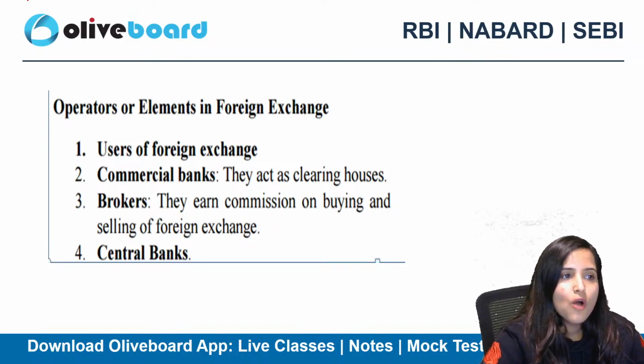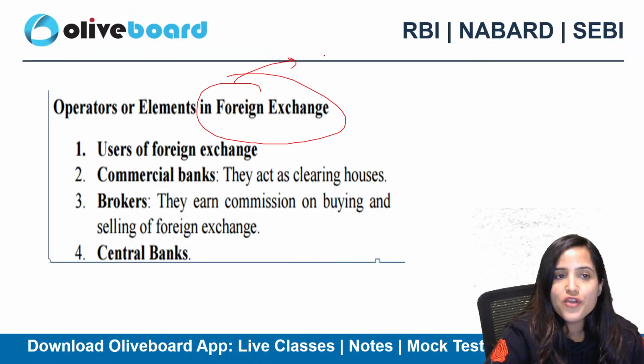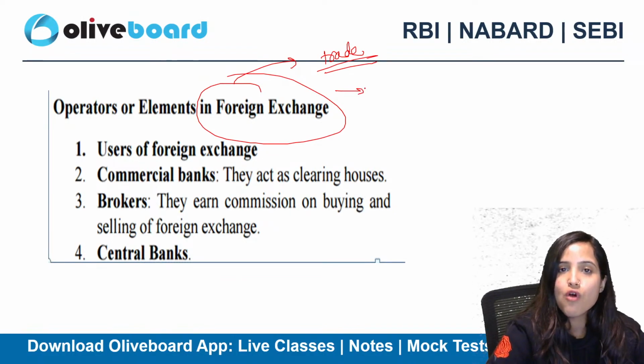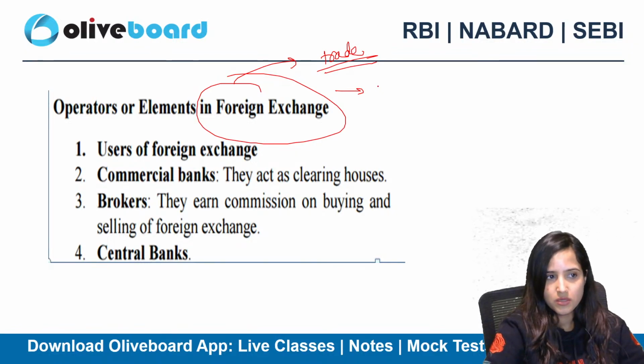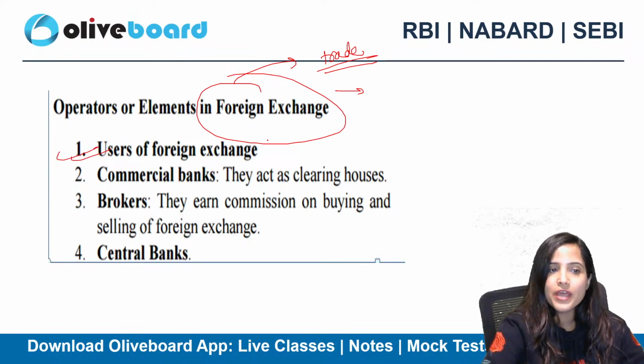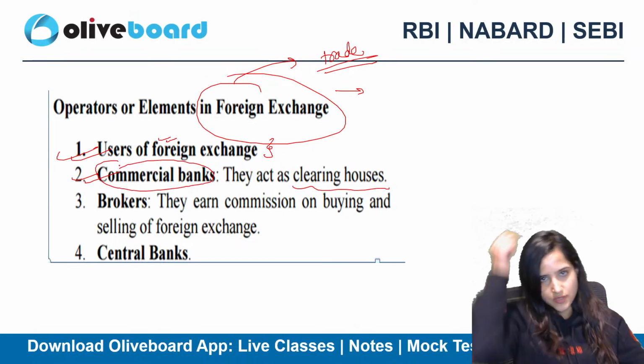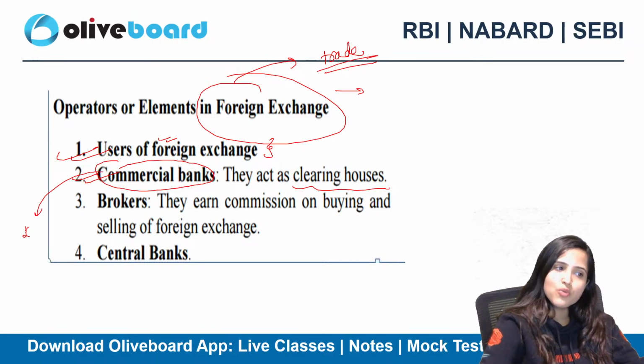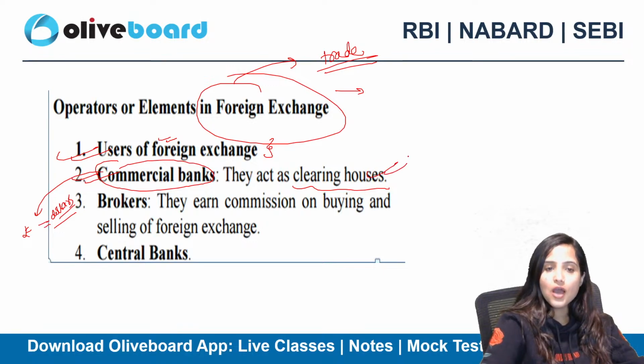Then let's talk about operators or elements in foreign exchange. That means what kind of people trade in this foreign exchange market, what kind of people are involved in its activities. First are those who regularly use foreign exchange, the users of foreign exchange. Then commercial banks, they act as clearing houses. So commercial banks deal with the forex reserves. A clearing house in the sense that if you want to give rupees and take dollars for rupees, you can go to the commercial banks. So they act as clearing houses.